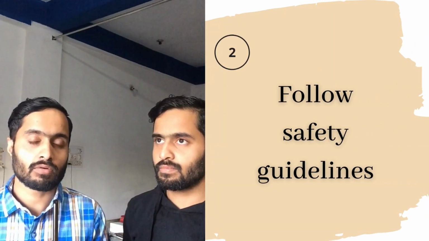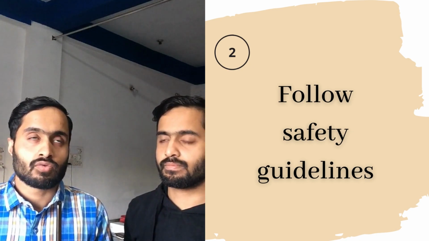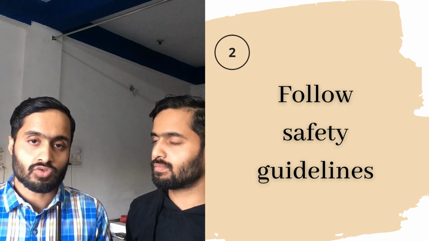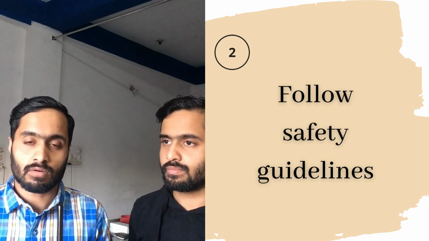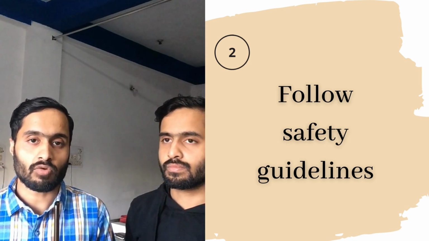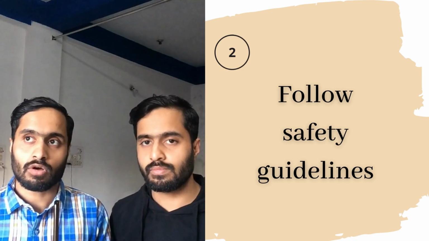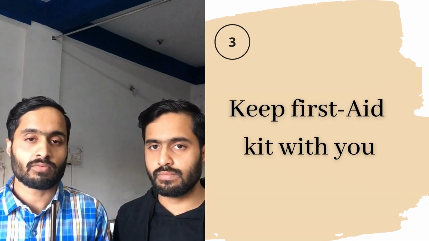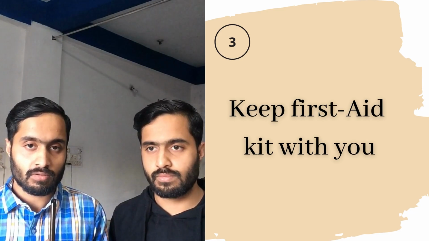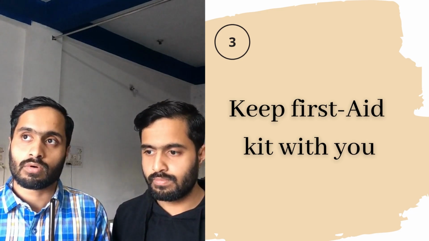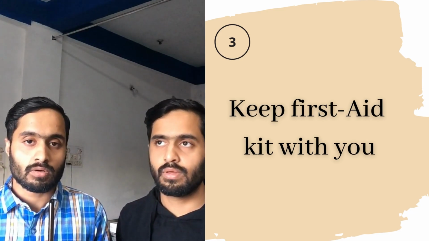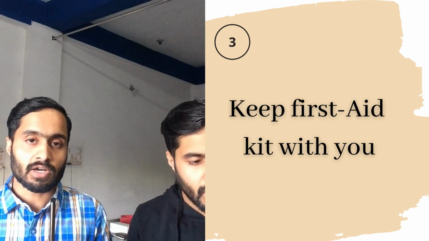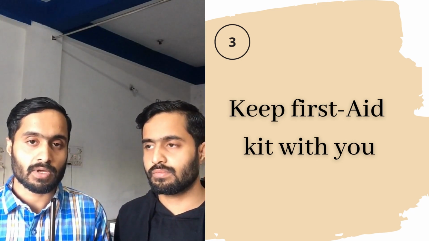And the second thing you can do for safety is to tell all the guests or visitors to follow safety guidelines and give them all the instructions that must be followed for that particular location or heritage site. And the last thing for safety would be to keep a first aid kit with you and to have the contacts or paths of all the related emergency hospitals nearby.